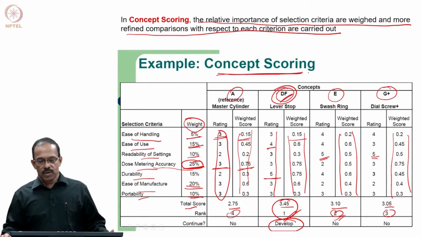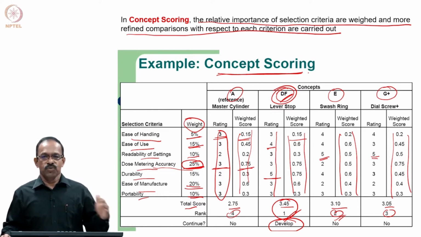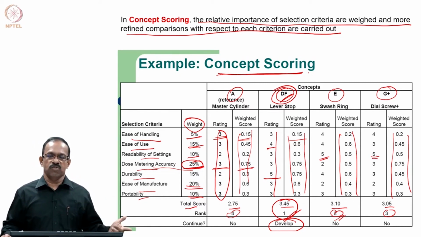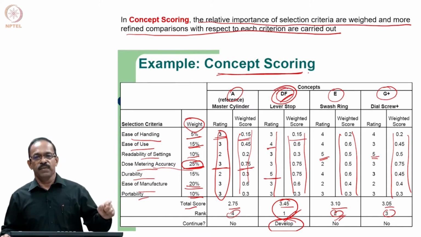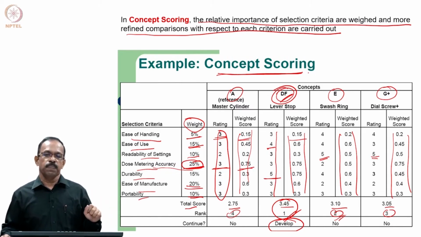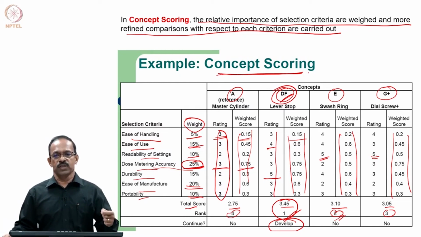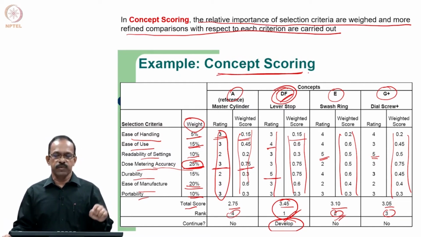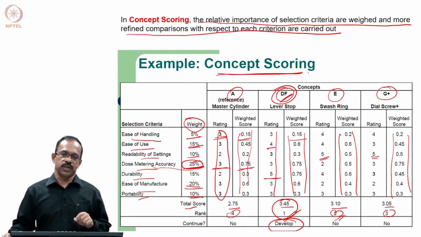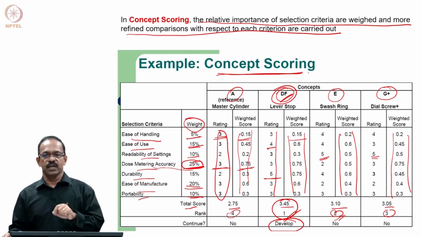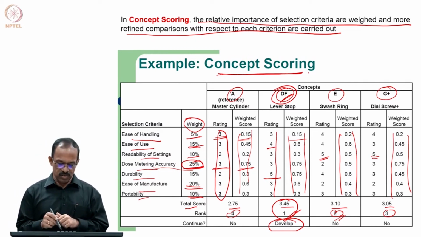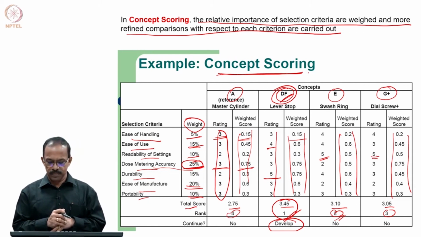Okay. So, we have 2 stages in concept selection. The first one is concept screening, which is more of a subjective evaluation, and then the second one is concept scoring, where we do a much more objective evaluation with some weightage for the criteria and then giving absolute rating for each concept and getting the total score and deciding on the top concept.